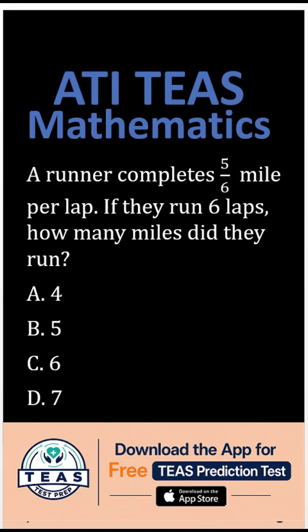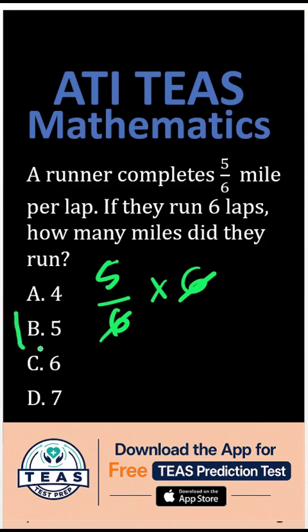The question asks here, a runner completes 5/6 miles per lap. If they run 6 laps, how many miles did they run? So we just multiply 5/6 with 6. So this 6 and this 6 cancel each other out. We're left with 5 only. And with that, the correct answer is option B.